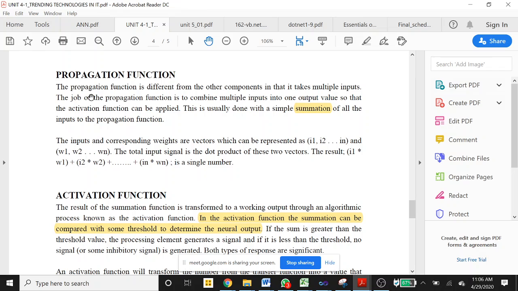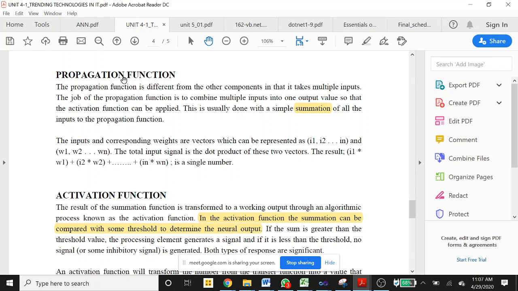I will forward them to you. In the propagation function, they have mentioned the simple summation of all the inputs, which is implemented in the propagation function. Like we have I1, I2, In as the inputs, and W1, W2, Wn as the weights. After performing the summation over the scalar multiplication, we get the result as I1 into W1 plus I2 into W2 plus I3 into W3 up to In into Wn. Okay, and this will give a single number, because this is a mathematical calculation. After performing the mathematical calculation over the scalar multiplication and summation, we get the single value.